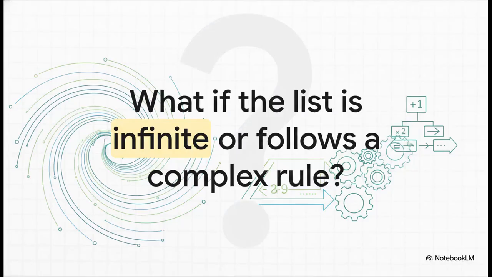Now, listing stuff out is great for small sets, but what are you going to do if the set is infinite, like, say, all the positive numbers? Or what if the elements follow a really specific, complex rule? You can't just list them all. You'd be there forever. And that is where our third method comes in to save the day.